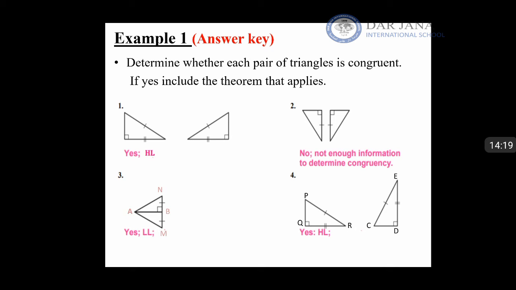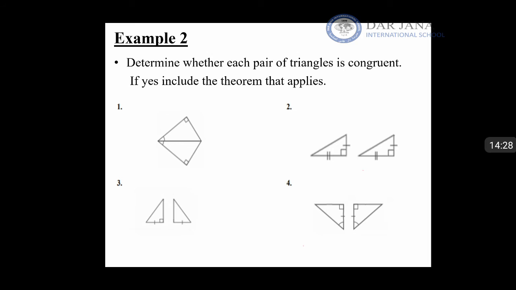So here we can say that triangle PQR is congruent to triangle CDE using the HL, or the hypotenuse leg congruence theorem. So let's move to the next slide. Here we have more examples. Determine whether each pair of triangles is congruent. If yes, include the theorem.